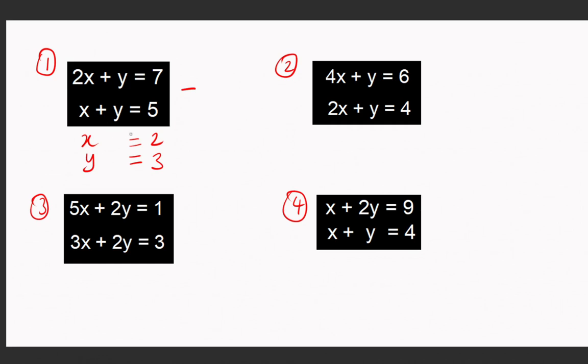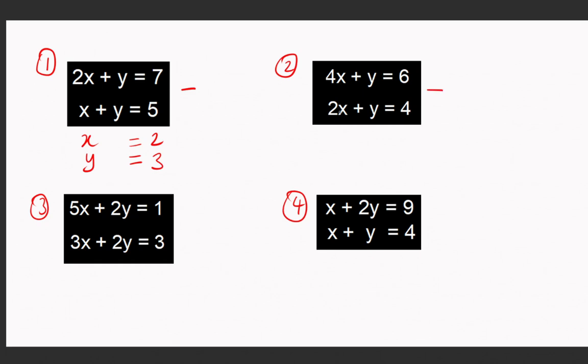We can always check our answer to see if it works. Now, does it work in the top equation? 2 times 2 is 4, plus 3 makes 7. It does work. So we're always trying to find the values of x and y which fit both of the equations. Okay, and this is the method we're using. So again, we're going to have to subtract this one.